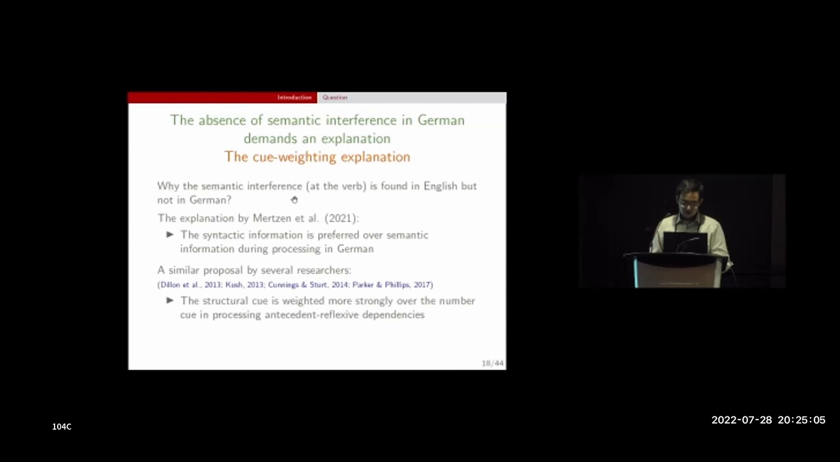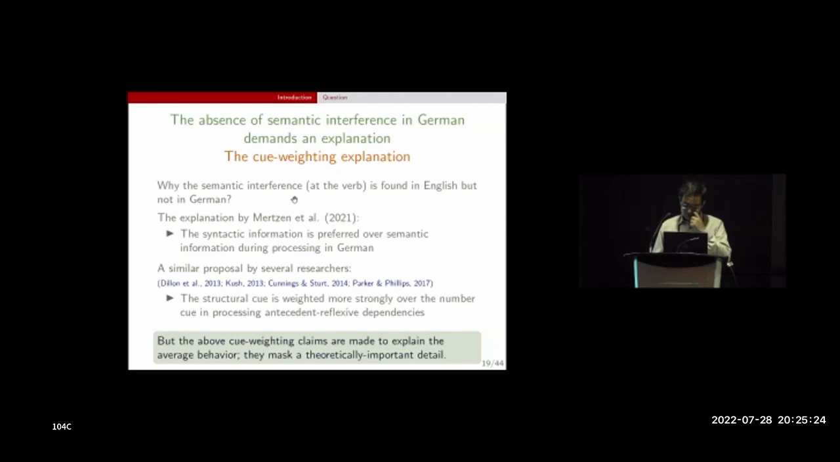So, to answer the question why semantic interference of the verb is found in English but not in German, the explanation can be termed the Q-weighting explanation, and it has also been proposed for processing differences between two constructions. Now, a problem with this explanation is that it has been made to explain the average behavior, right?